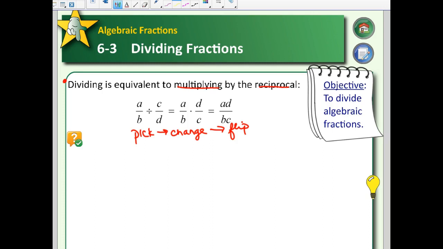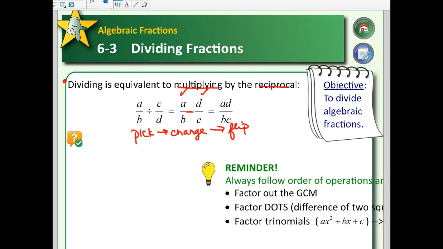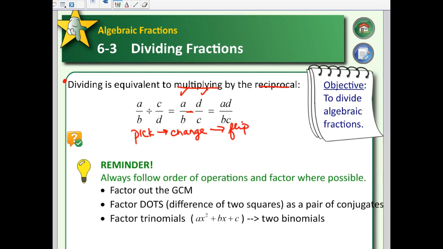All right? So that's what's going on here as you look at my letters A, B, and C. I keep the first one, change, and then multiply by the reciprocal. Our battle cry is still the same: we have to see if there's anything we can factor and then cancel. My little light bulb says, always remember, follow your order of operations and factor when possible. So the factoring honey-do list is still in play.